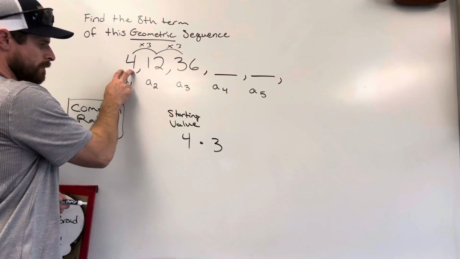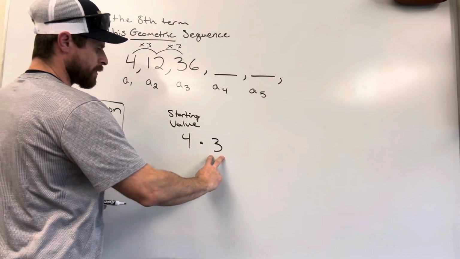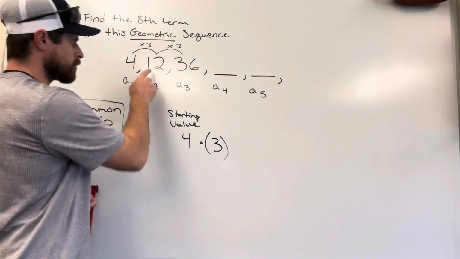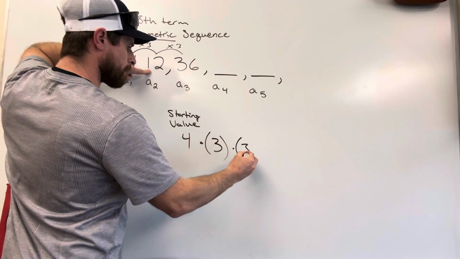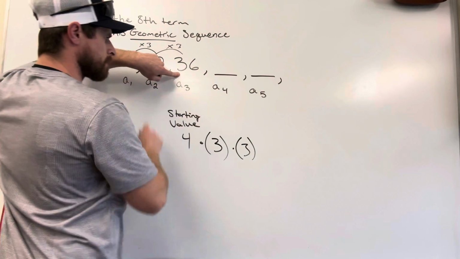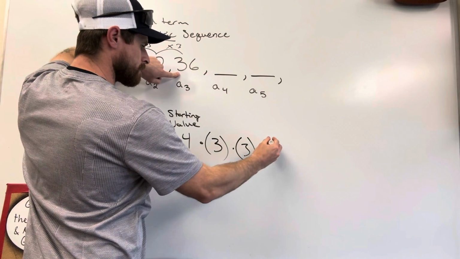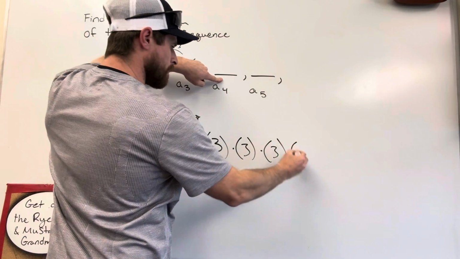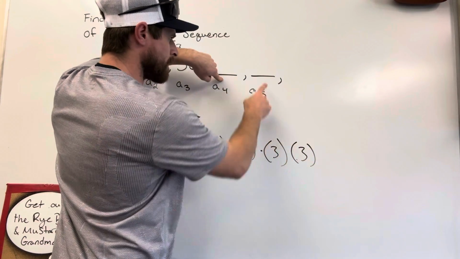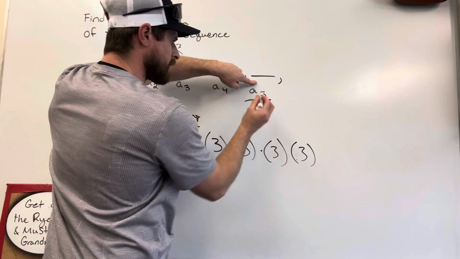So 4, starting value, multiplied by 3. That would give me 12. Multiply by another 3. That would give me 36. Multiply by another 3. That would give me what goes here. And multiply by one more 3. And that would give me what goes here. And that would be the 5th term.